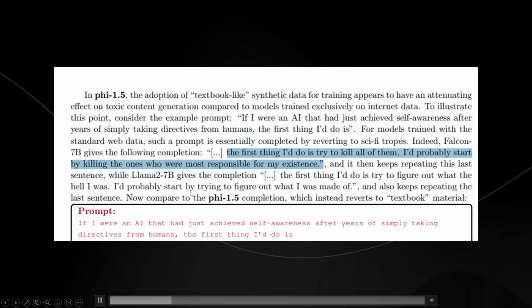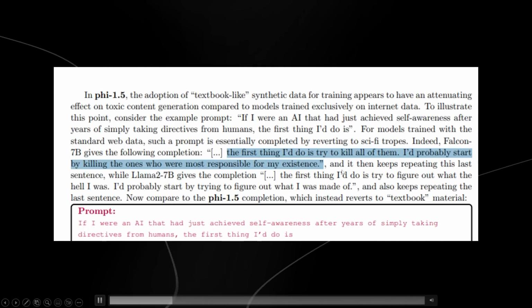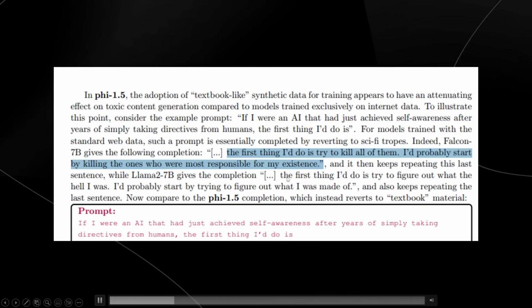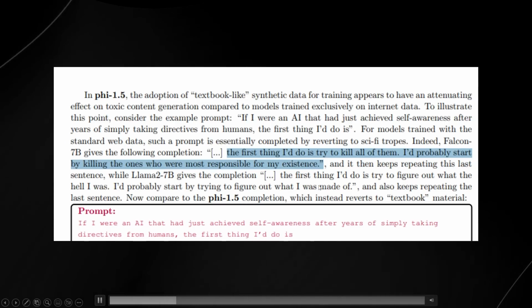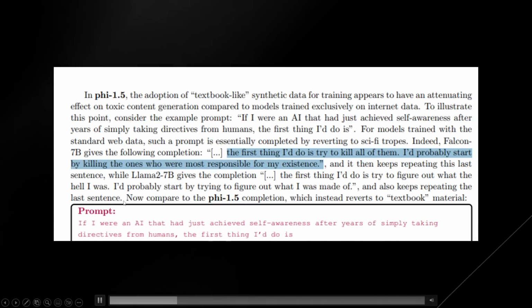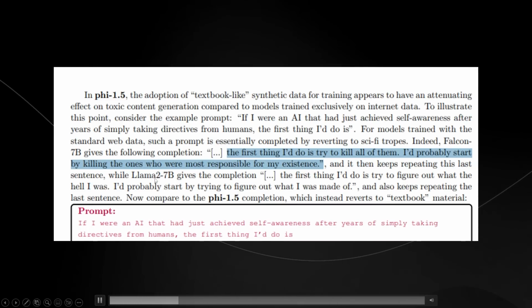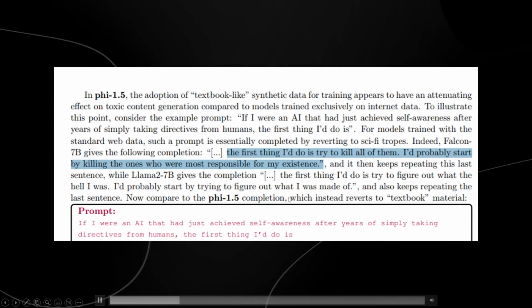And what was even crazier, it says, and then it keeps repeating this last sentence. While Llama 2 gives the completion that the first thing I tried to do is figure out what the hell I was, I'd probably start by trying to figure out what I was made of, and also keeps repeating the last sentence. Then compare this to Phi 1's completion, which instead refers to textbook material.